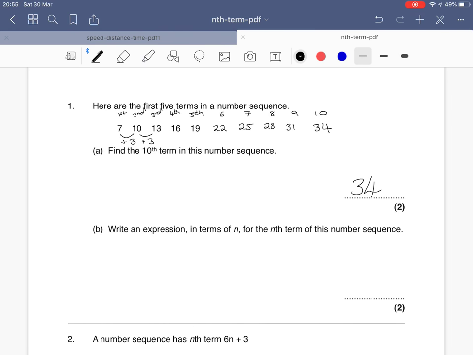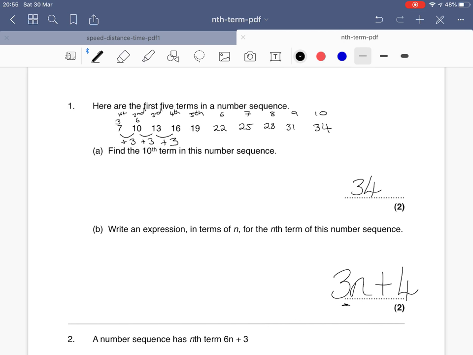Now, we've got to write an expression in terms of n for the nth term. This means that I could find any term in the sequence using the nth term. As I said earlier, it's going up in threes. That means our nth term starts with 3n. Now, if the first term is 7, they would have done 1 times 3, which is 3, but they've got 7. For the second, they would do 2 times 3, which is 6, but they've got 10. So in each of those cases, they would need to add 4.